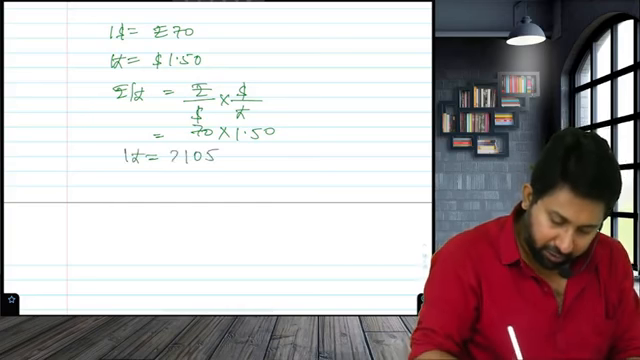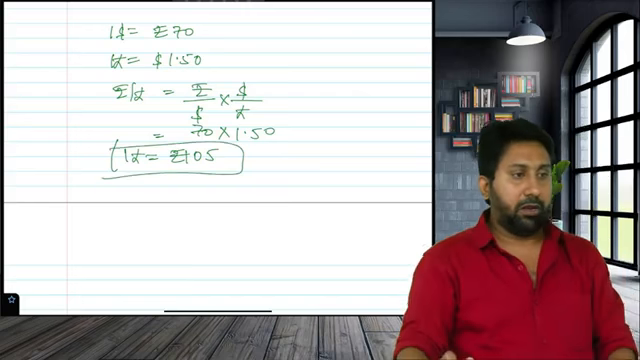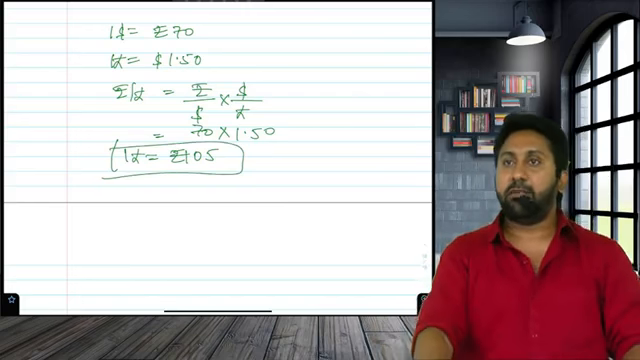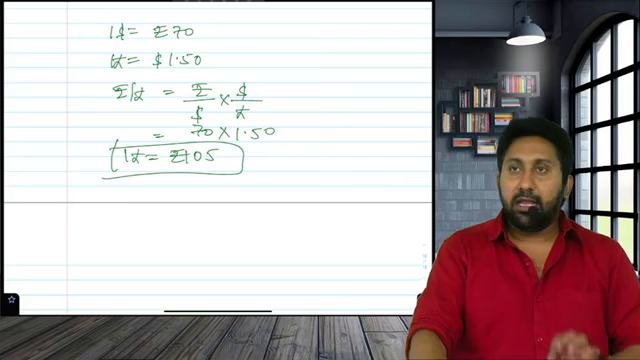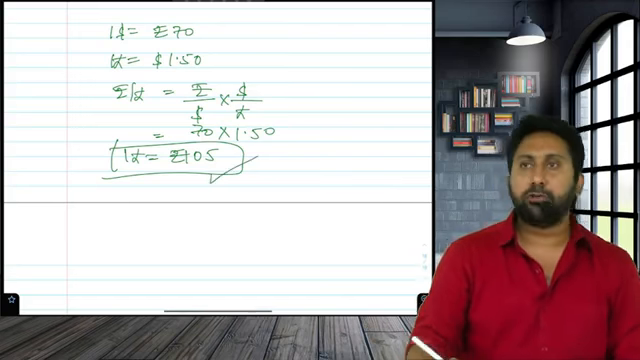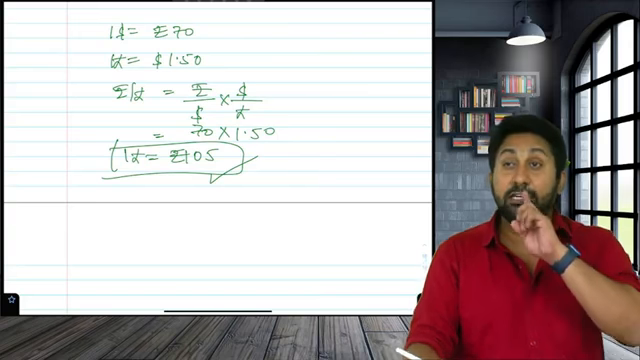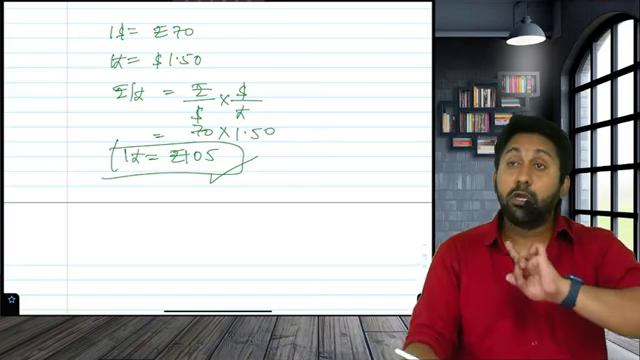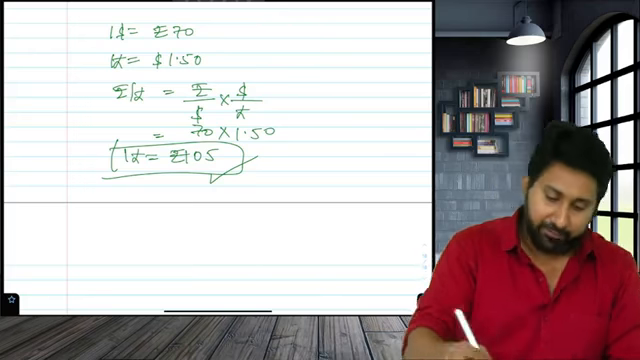So 1 pound equal to rupees 105. Now listen carefully to my point. Cross currency quotation we calculated, and 1 pound should be equal to 105. Listen to the language I said: 1 pound should be equal to 105.